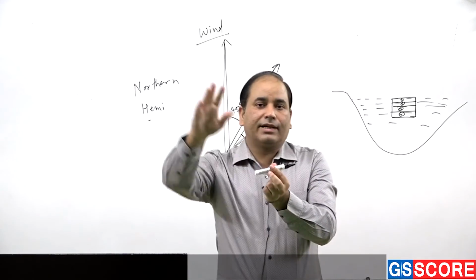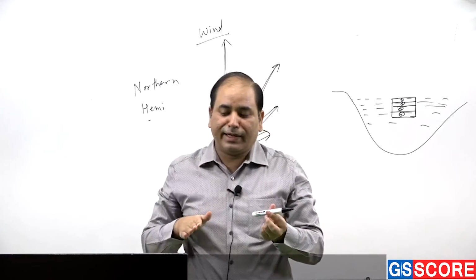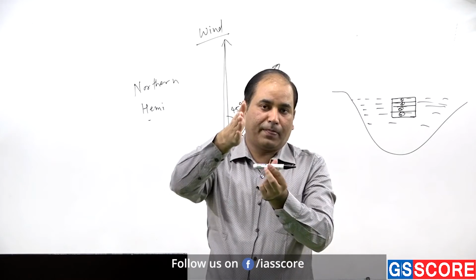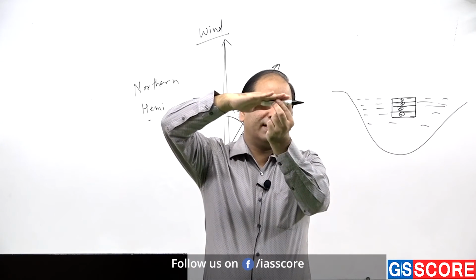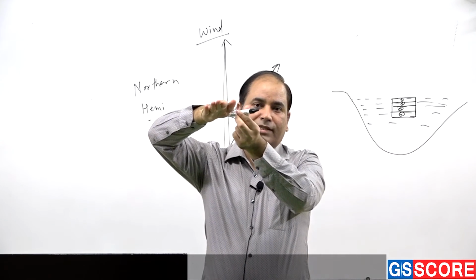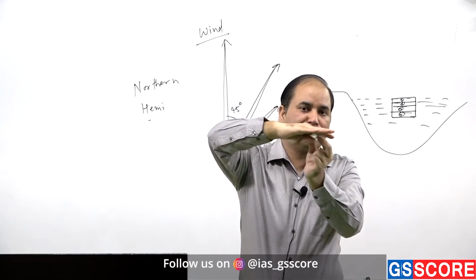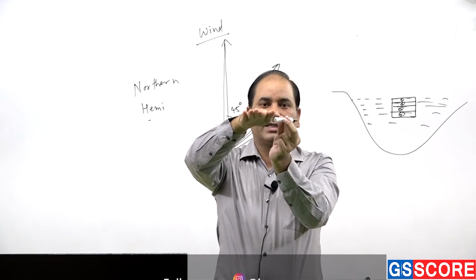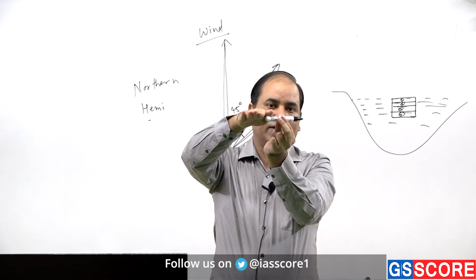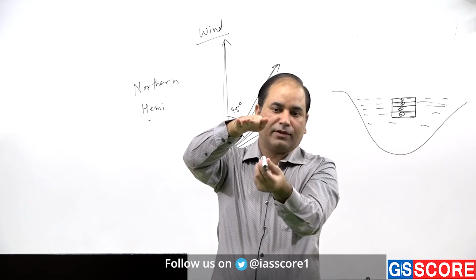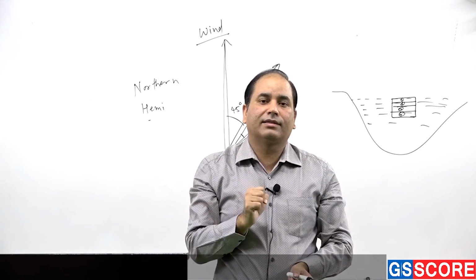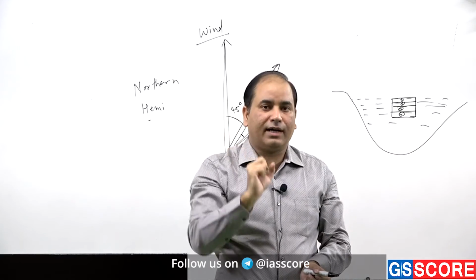So let's say this is the wind that is blowing. On the top there will be a deflection. Let's say the deflection is happening rightward. So the first deflection will be this, below that this, below that this, below that this. It is more or less like if you take a deck of cards.